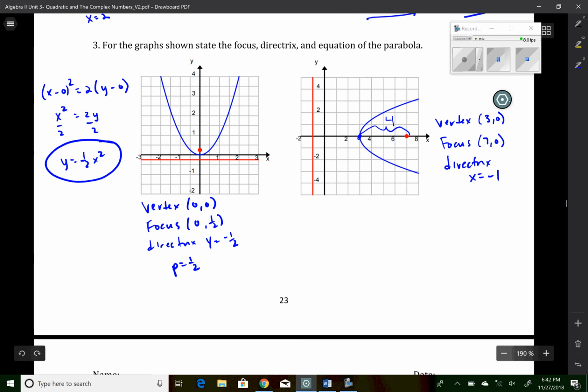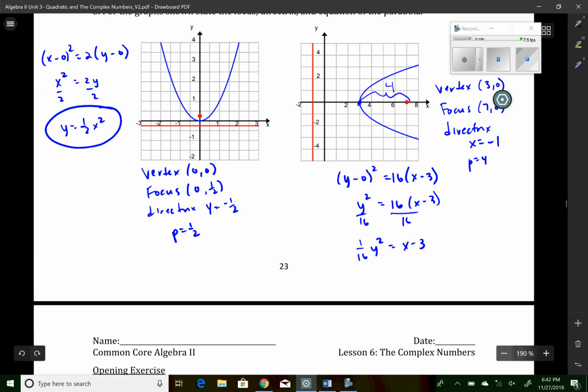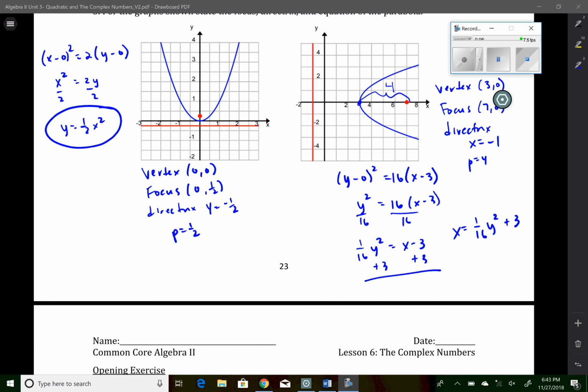So instead of x minus h squared, I'm going to do y minus k squared. So y minus 0 squared is equal to 4 times the p-value of 4, so 16, times x minus 3. Again, y minus 0 squared is just y squared, which makes it easier. Divide away the 16, so I have 1/16 y squared is equal to x minus 3. Add 3 to both sides, and I have x equals 1/16 y squared plus 3. So that winds up being your final answer.